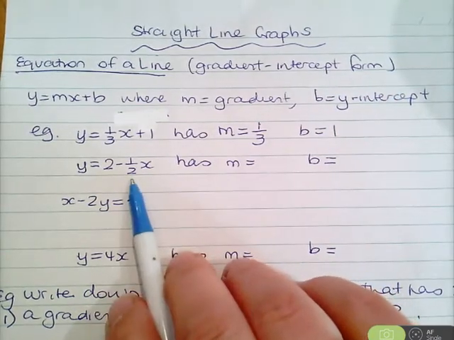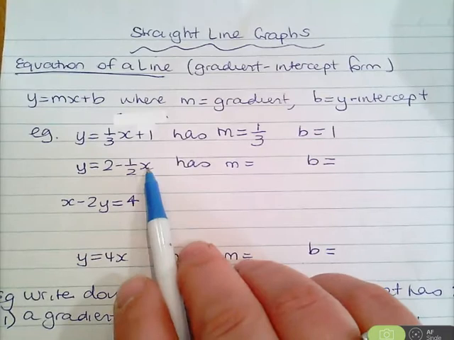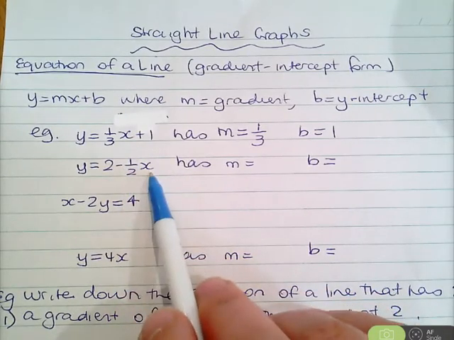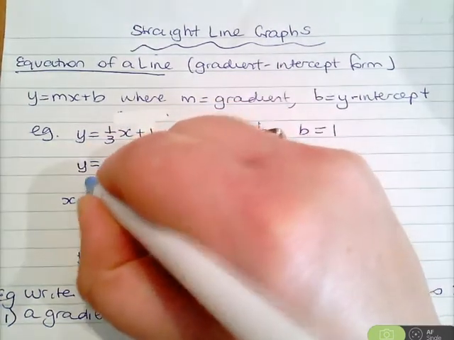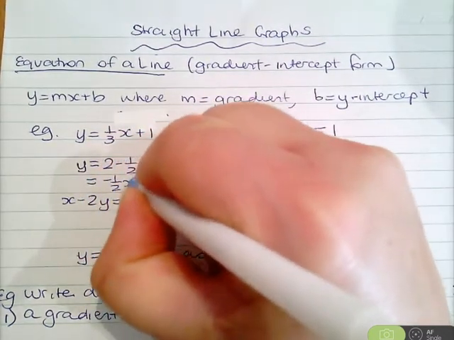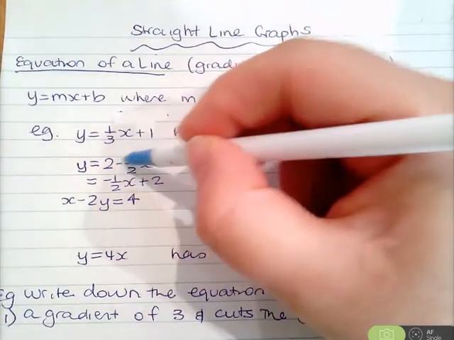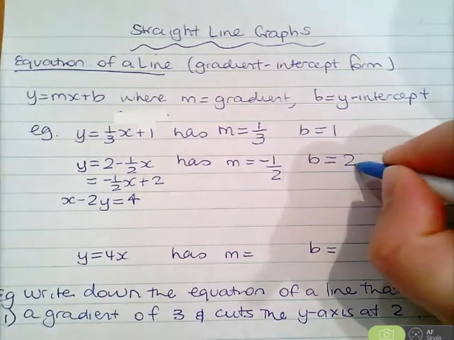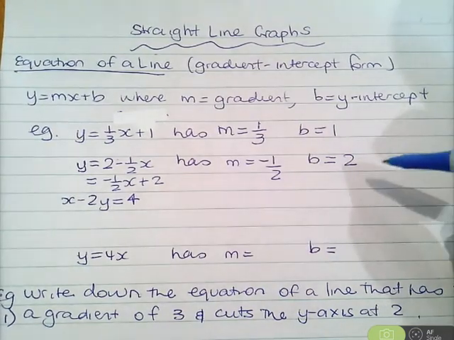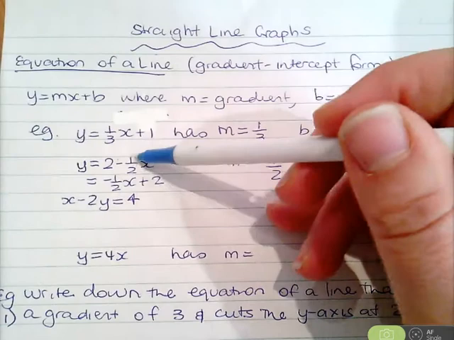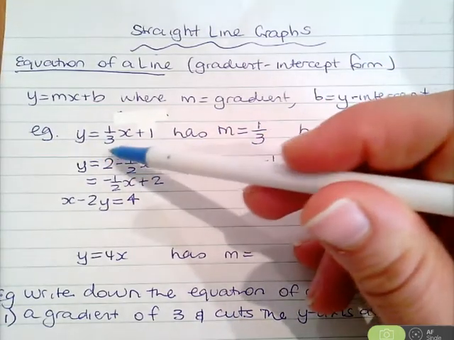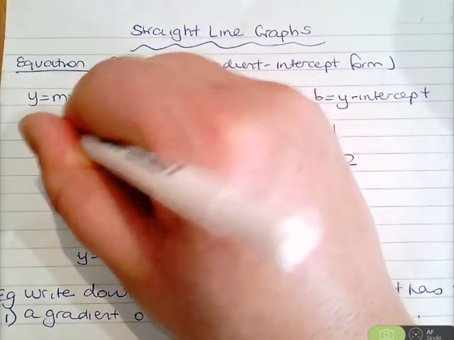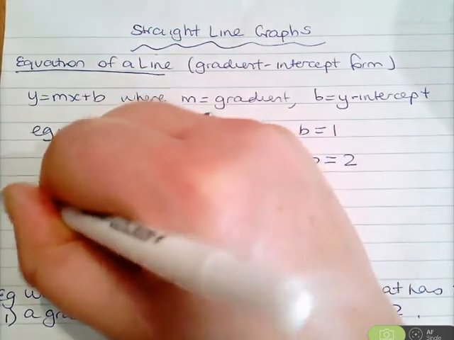If we look at this equation here, y equals 2 minus 1/2 x, the gradient is the coefficient, or the number in front of the x. So that equation can really be written as negative 1/2 x plus 2. So the gradient here is negative 1/2 and the y-intercept here is positive 2. So just be careful with that: the gradient is the coefficient of the x and the y-intercept is the constant term. Now, that was the second example, and here is the third example.